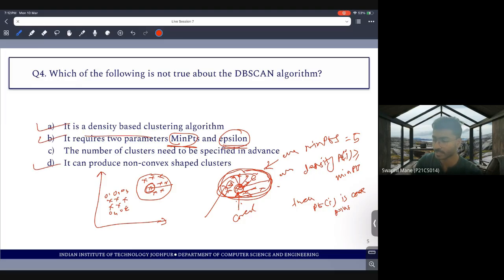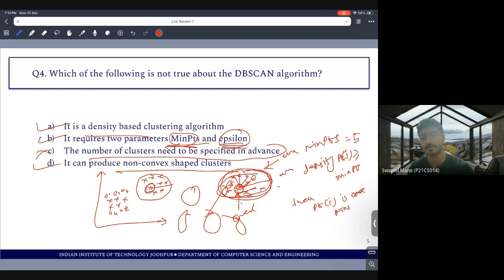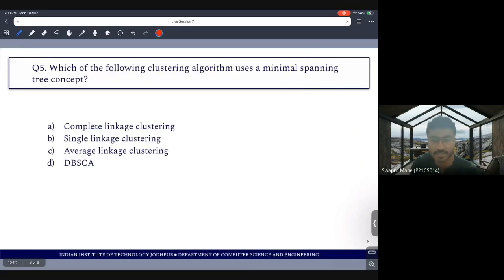It is density based. It also gives clusters for non-convex shapes. Non-convex means they are not in the shape of a circle; they are shaped like this way or this way, right? And the number of clusters needing to be specified in advance is not required, that is not true for the DBSCAN algorithm. Other algorithms require it. I hope you guys understood. So here option C is correct for this question. Let's move to another question.